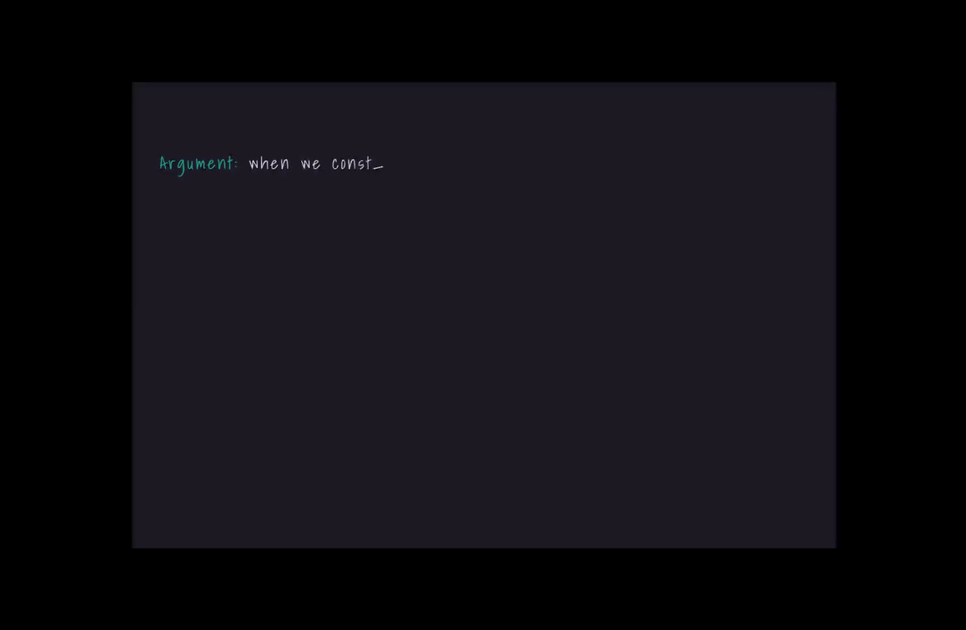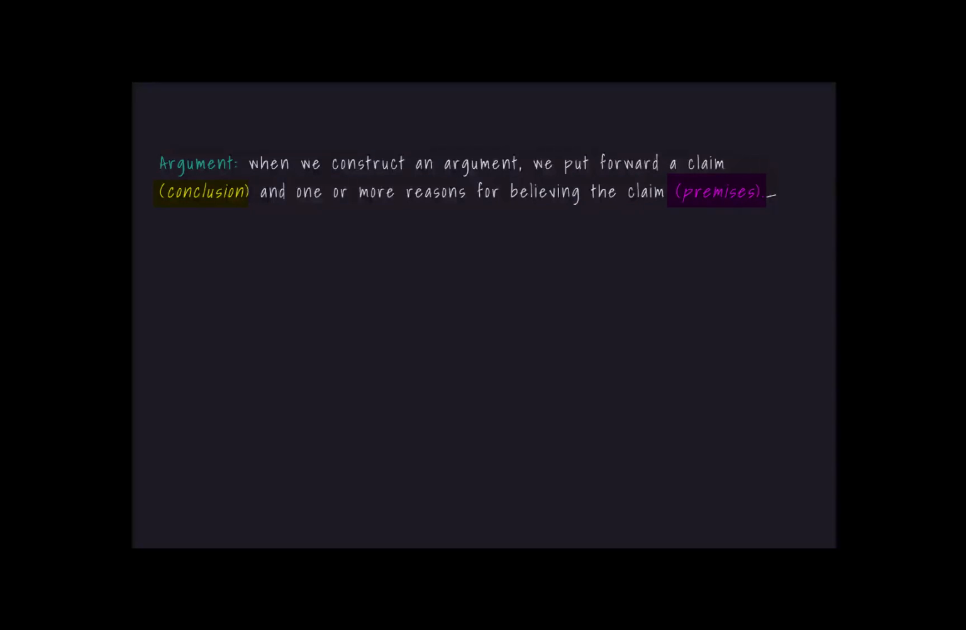Argument. When we construct an argument, we put forward a claim and one or more reasons for believing the claim. The claim we put forward is called a conclusion. The reasons for believing that claim are called the premises.